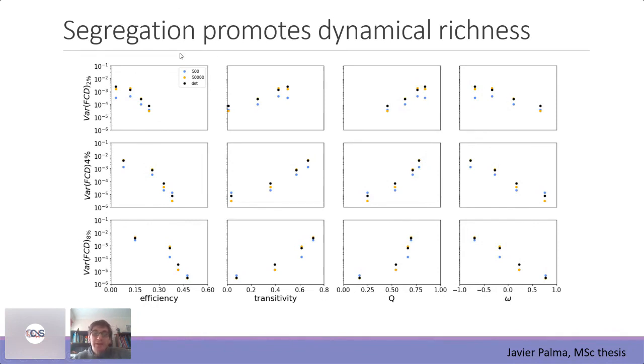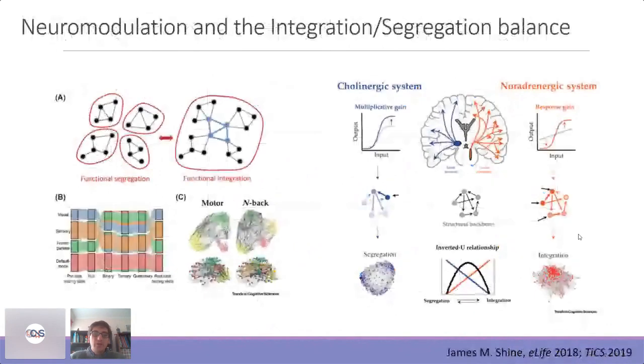segregation promotes dynamical richness, not integration, which is kind of obvious, but it's interesting to show it in a purely simulation setting. Oh, and we also work with modular networks. This is the work of Seftan Orellana, and we find mostly the same. The most integrated networks have less segregation. So this made us wonder, what about the integration-segregation balance in the brain?